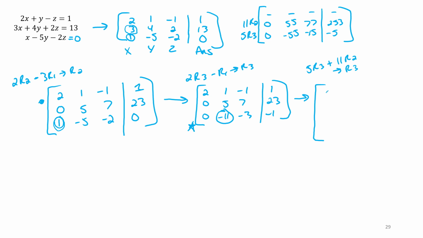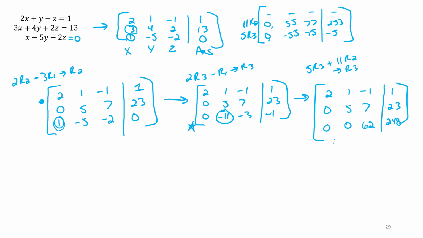So we're keeping our top row, 2, 1, negative 1, 1. And we're keeping our second row, 0, 5, 7, and 23. So we're going row 3 plus row 2. 0 plus 0 is 0. Negative 55 plus 55 is 0. Negative 55 plus 77 is 22, and negative 5 plus 253 is 248.